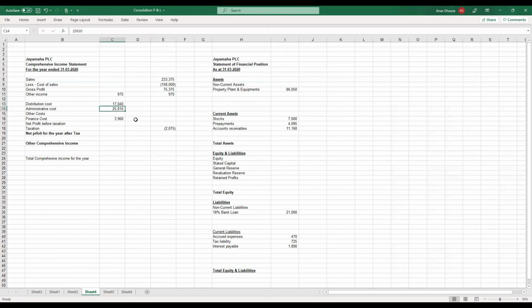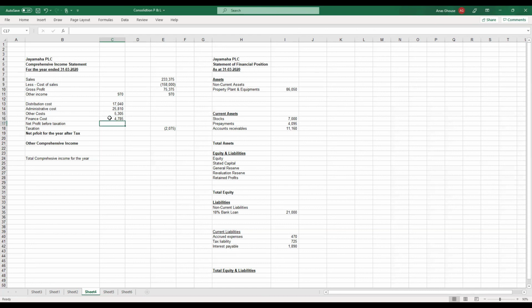Then distribution cost, administrative cost we have already taken. Then other cost we have 3,130 plus, if you look at the trial balance, we have bank charges 2,175. So that will be 5,305. The finance cost we calculated 3,960. In addition to that, there is a bank overdraft interest of 825. So that we will add 825.